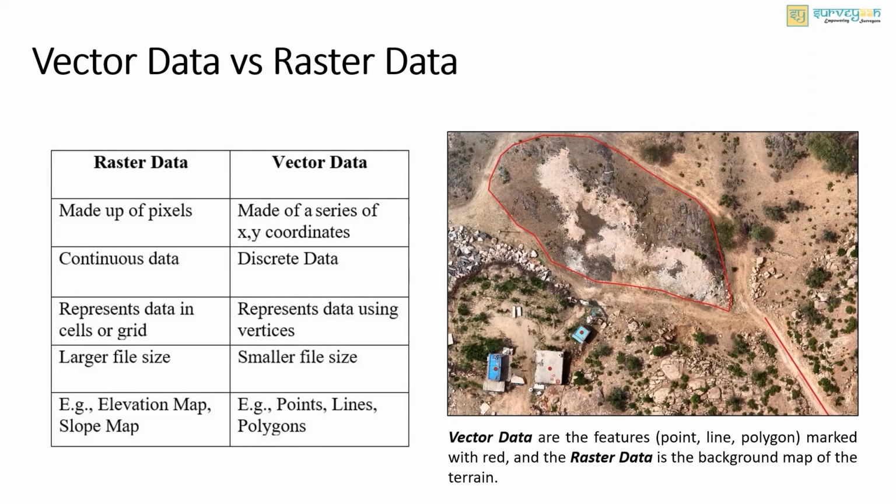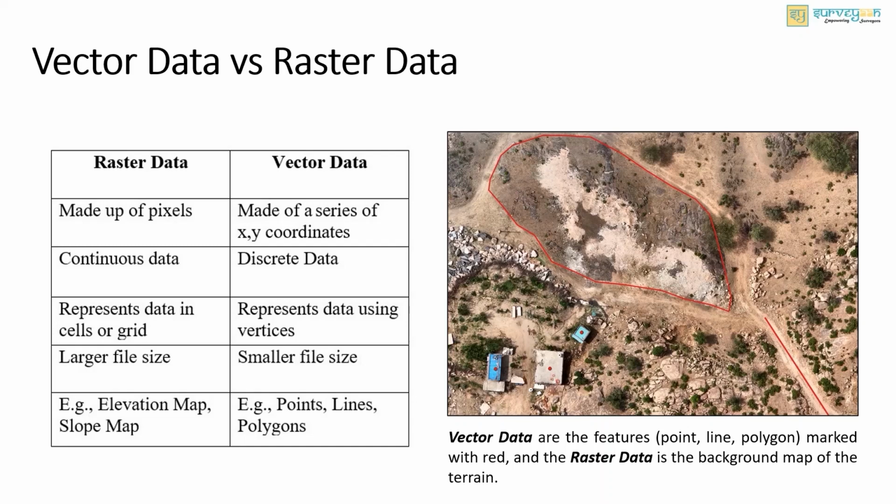Since we know about vector data, let us understand raster data. Raster data is a type of spatial data that consists of a matrix of cells organized into rows and columns, and each cell represents a specific information. It is made of pixels, and the value of pixel can be continuous. It is used in satellite images and aerial imagery. Now let us compare them both.